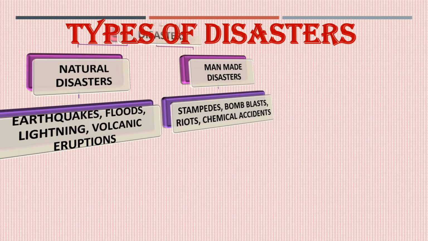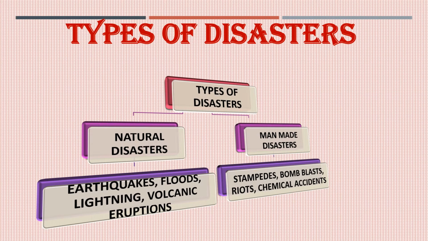What are the types of disasters? There are two main types of disasters called natural disasters and man-made disasters. As the name suggests, a natural disaster is one that takes place in nature, and examples are earthquakes, floods, lightning, the problems caused due to lightning, volcanic eruptions, a tsunami. And on the other hand, man-made disasters are stampedes. Stampedes are when people push one another and lives are lost because of a crowd of people gathering together and trying to go into a small area. Bomb blasts, riots, chemical accidents, etc.